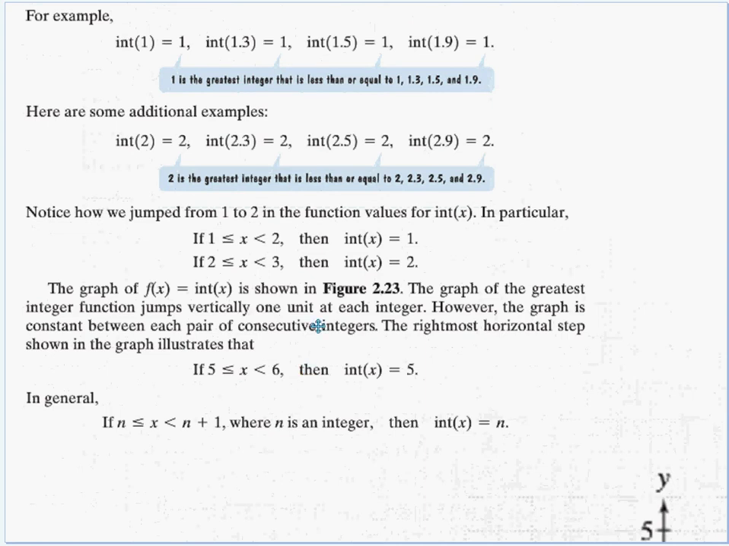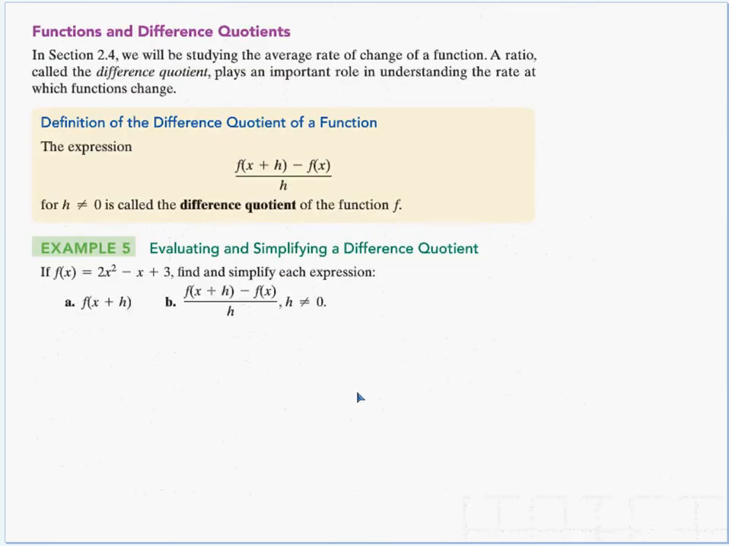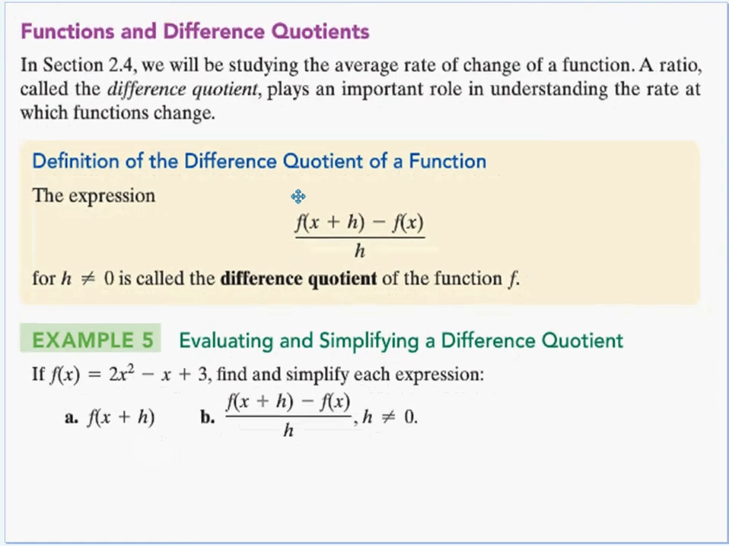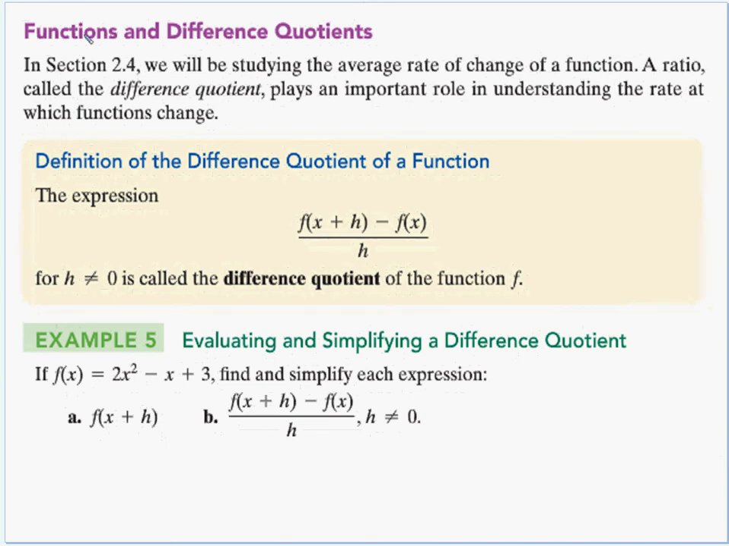Now here we're getting a baby step toward calculus: functions and the difference quotient. In an upcoming section 2.4, we'll study the average rate of change of a function. A ratio called the difference quotient plays an important role in understanding the rate at which a function changes. So the expression f of quantity x plus h minus f of x, all divided by h, when h is not 0, because we can't divide by 0, is called the difference quotient of function f.